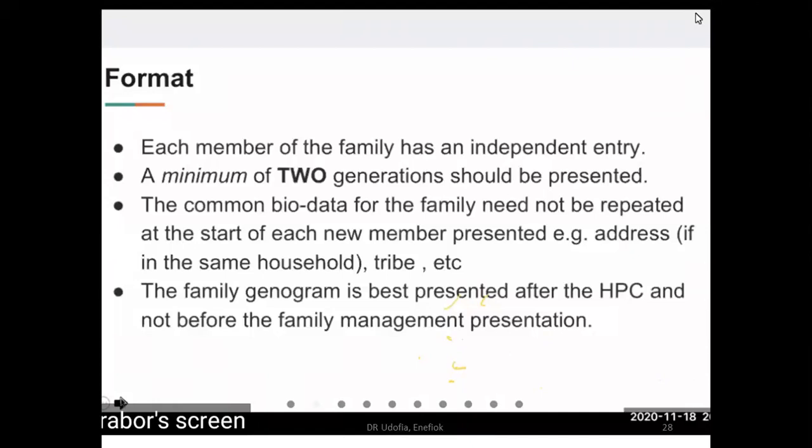Family genogram is best presented after the history of presenting complaint and not before, because most times you see people start with the genogram before they start the HPC. So even in the other case reports, if you need to use any tool or genogram, please do it after your HPC. When you do it after your HPC, it captures so many things. Okay.